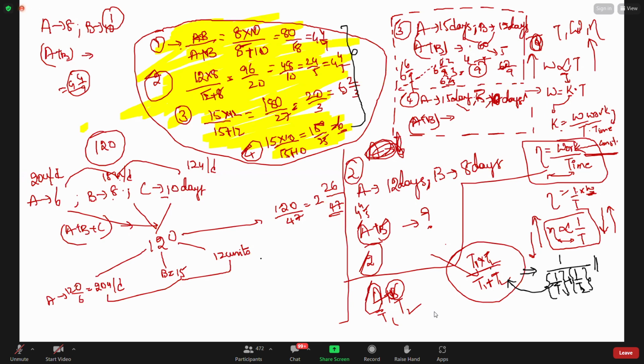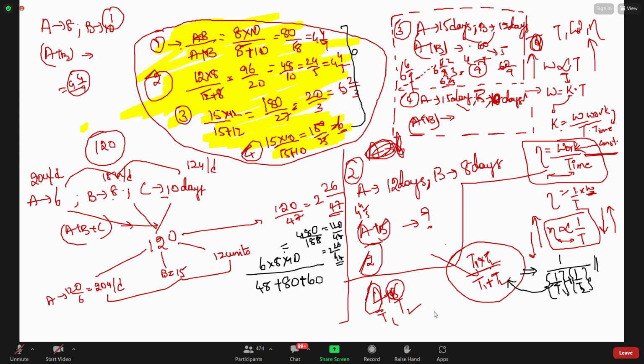Then let's check again. So 6 into 8 into 10 by T1 T2: 6 into 8 is 48, T2 T3 is 80, and then plus 60. So 6 into 8 is 48, 48 into 10 is 480. So 480 by 188. Would you still get the same 120? It's like 120 by 47. Yes, 120 by 47. It's working great. It's working, man. It's working.